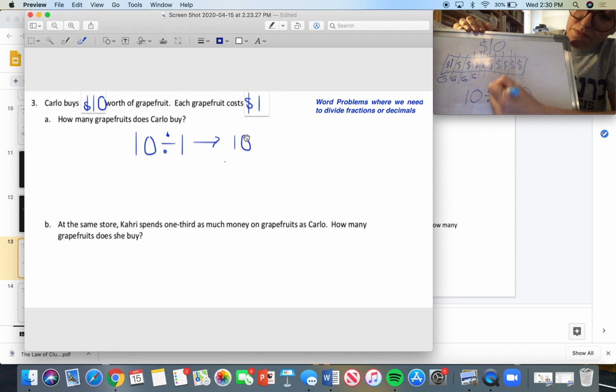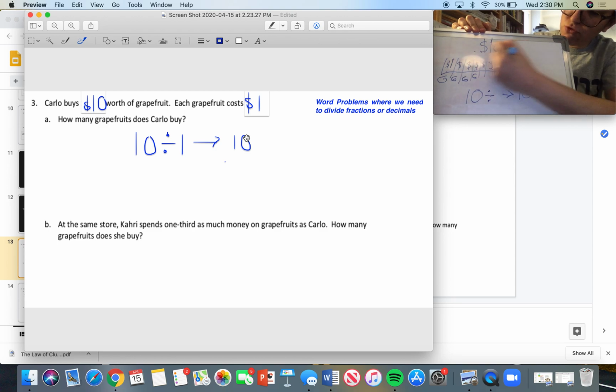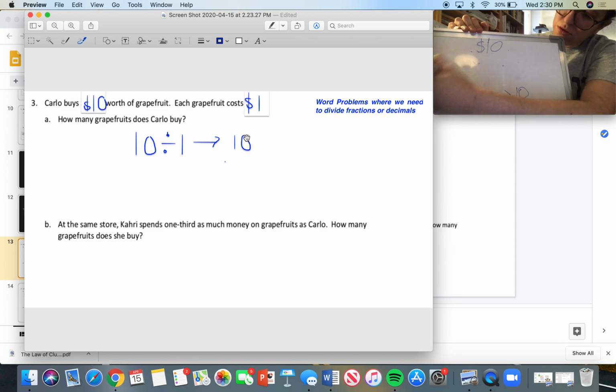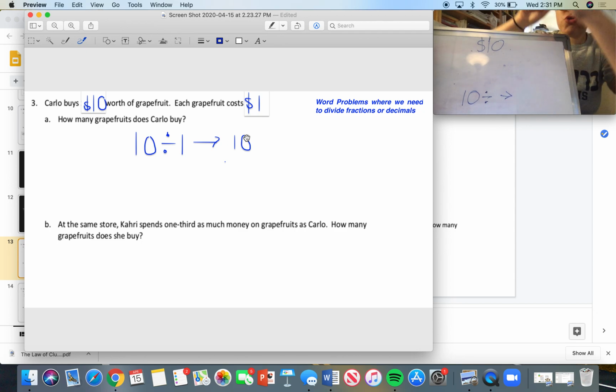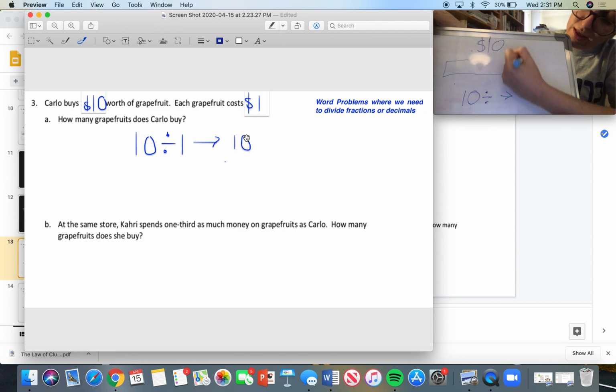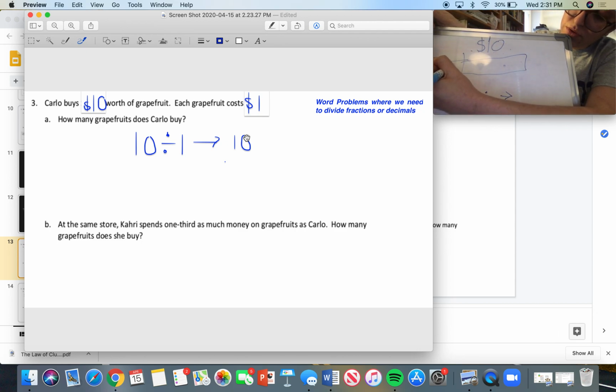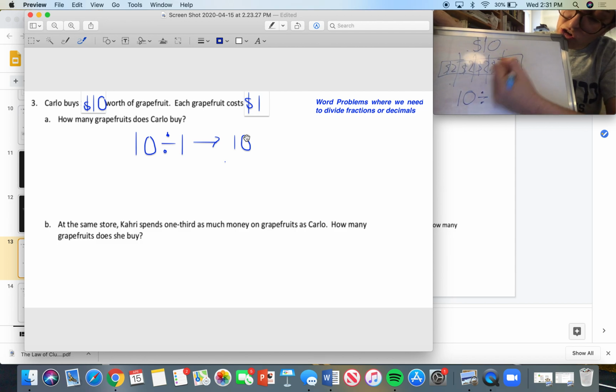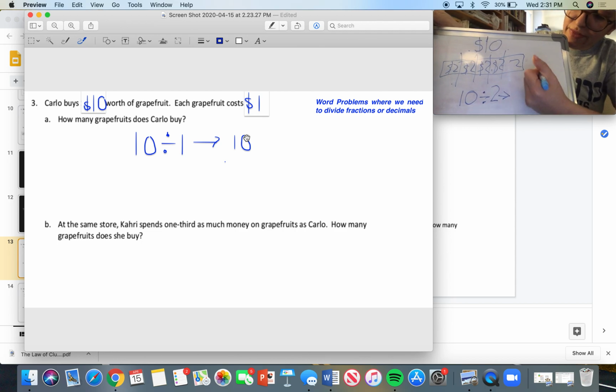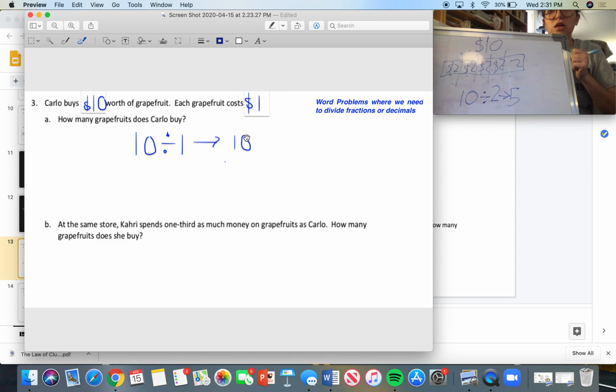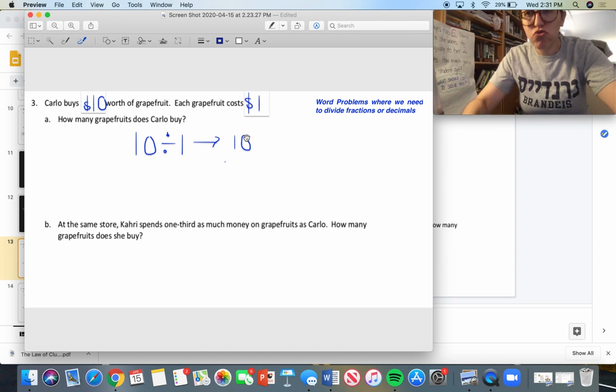If instead I said that each grapefruit costs $2, then again I would still have 10 as my total, but now it would be 2, 2, 2, 2, and 2. Now how many groups? So now it's 10 divided by 2, and that would be 5 groups. 1, 2, 3, 4, 5, right? So we actually do know how to do a problem like this.